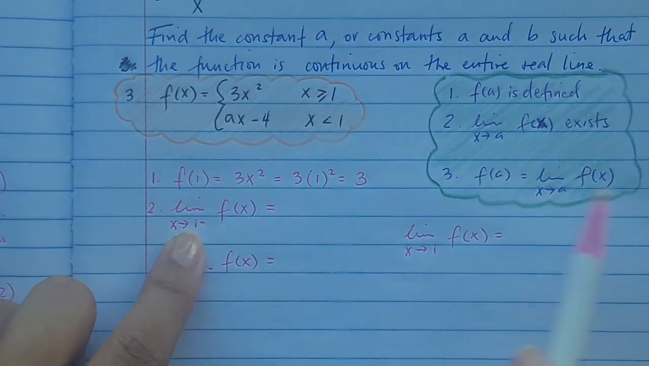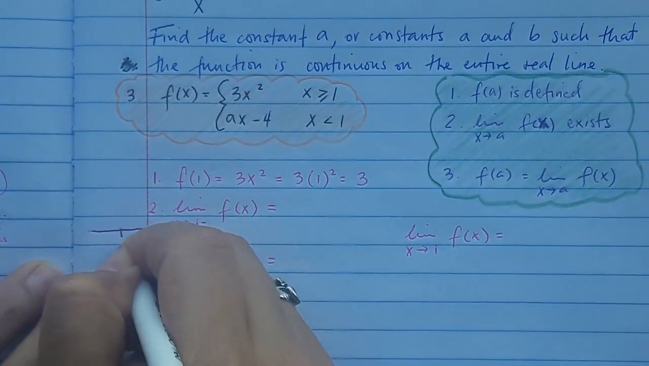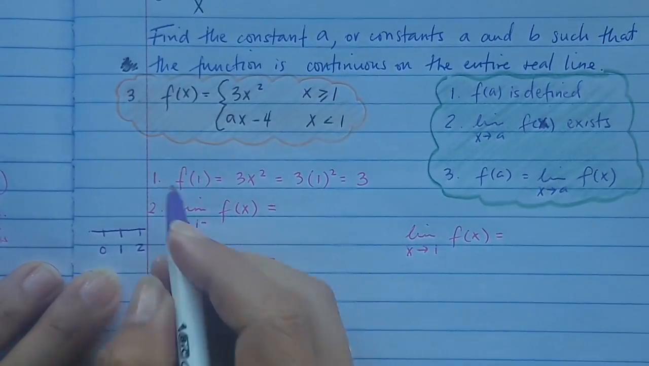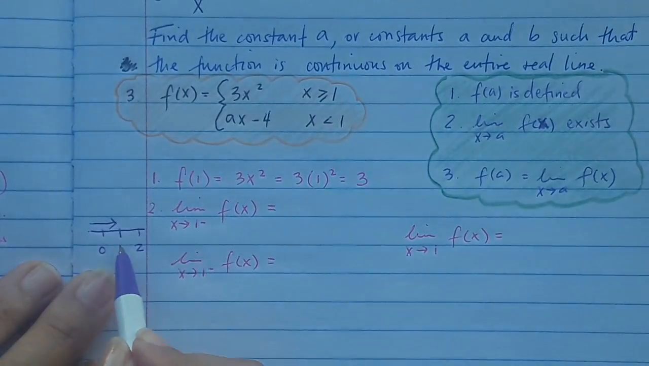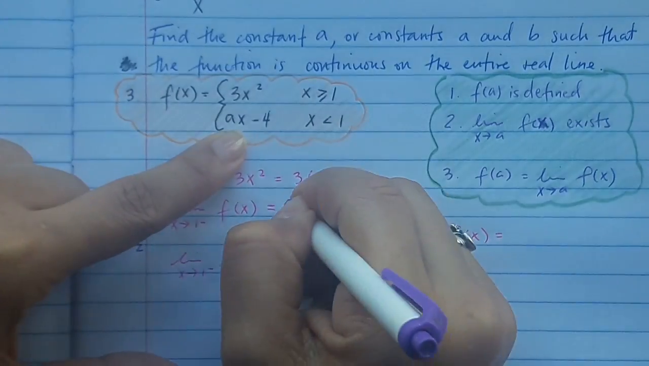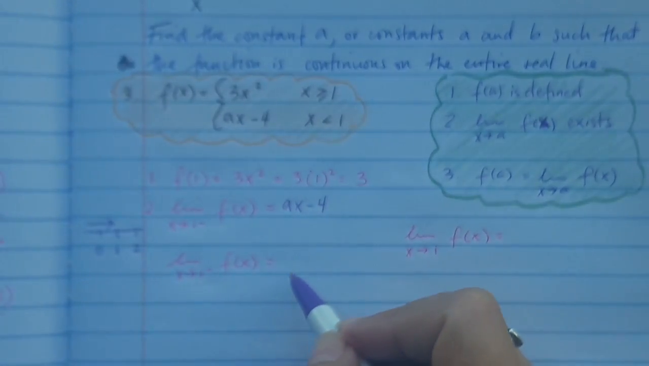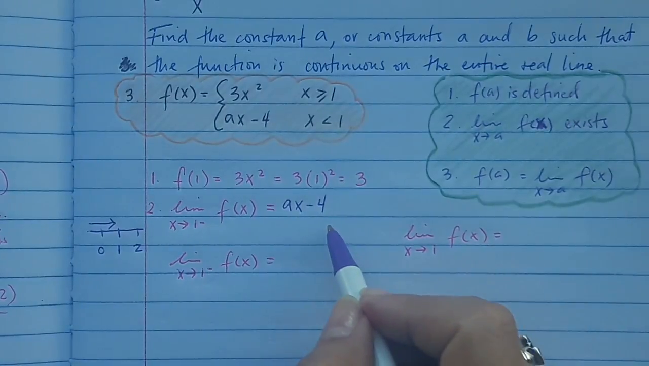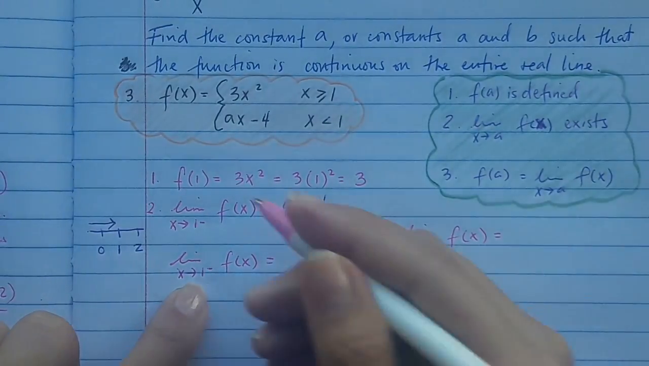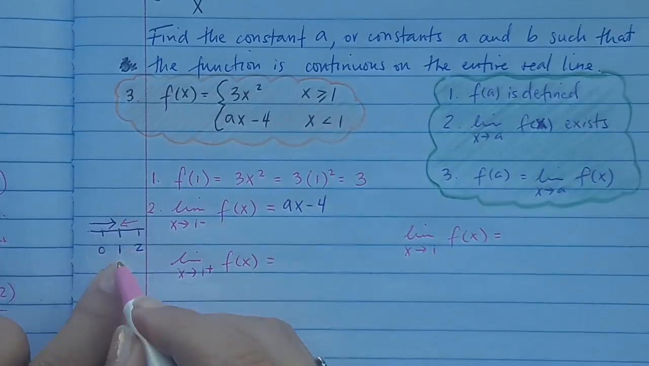So let's take a look from the left. From the left, the point is 1. From the left of 1 would be 0, so it's any number less than 1. So that's this function here. So write that out. From the right, it's going to be numbers bigger than 1. So then that function would be 3x squared.